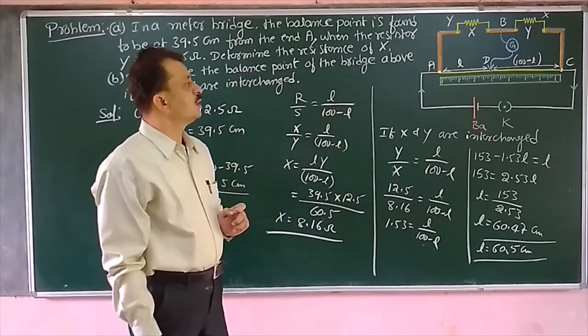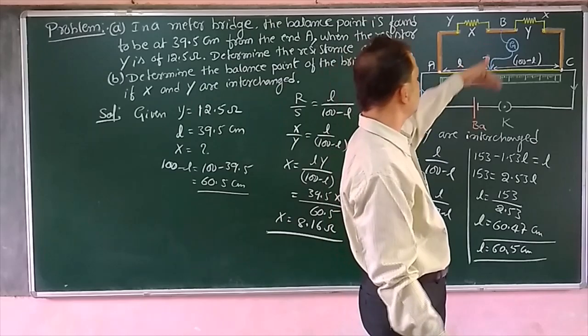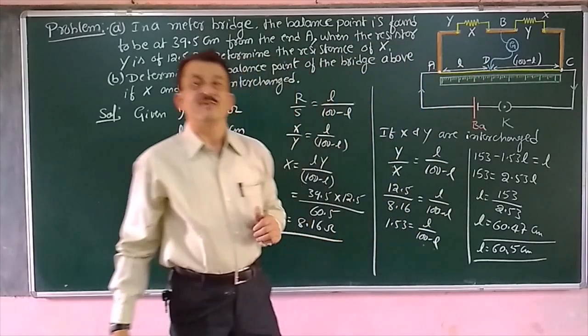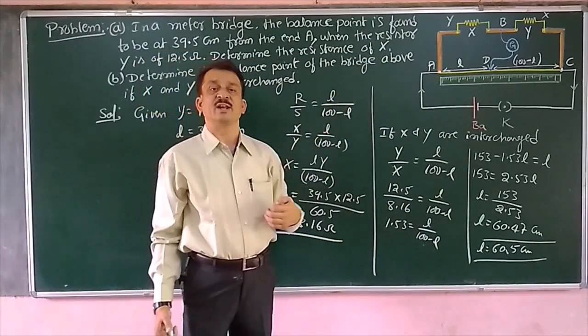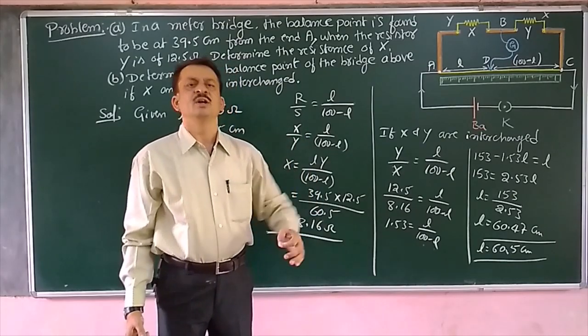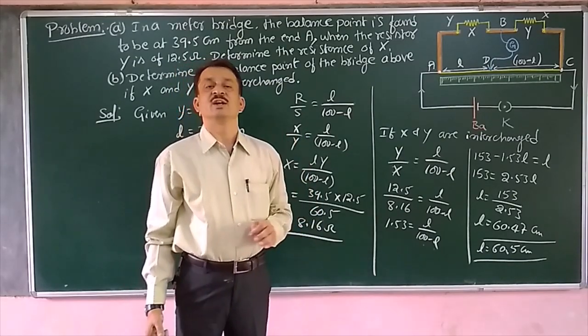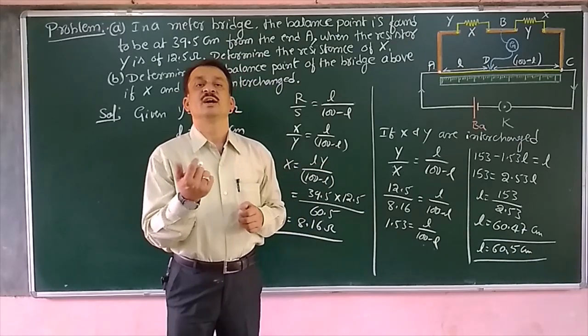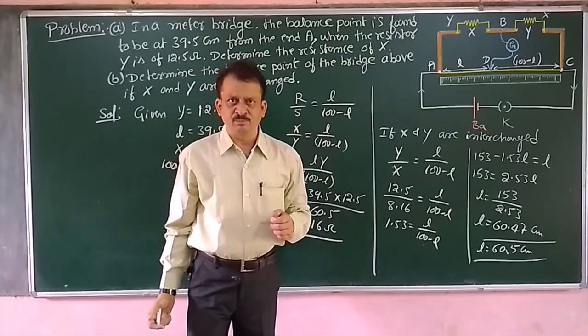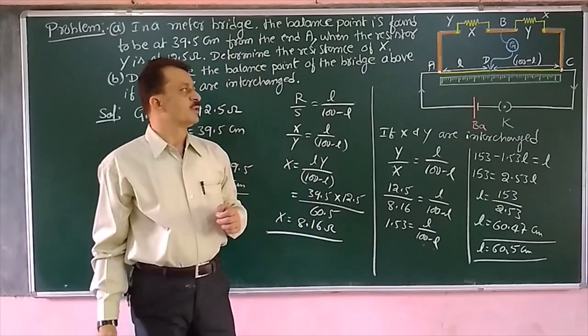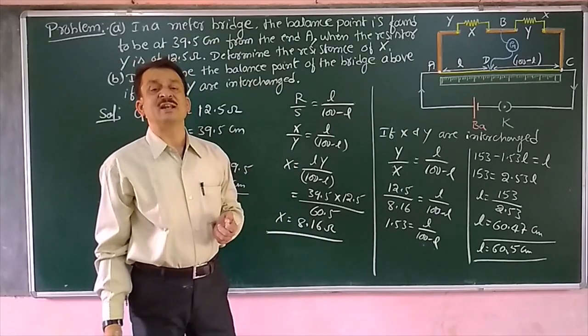Clear? Now what happens if we interchange the galvanometer and the battery? In the case of a meter bridge or Wheatstone network, if we interchange the galvanometer and the battery, then there is no change in the balancing condition.